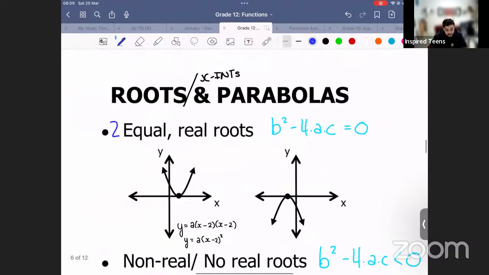What happens when it's touching the x-axis? This is when b squared minus 4ac is equal to 0. Okay, we actually have the turning point on the x-intercept, and we say that we have two equal real roots. There are two roots, they're just equal because they're both on the x-axis.